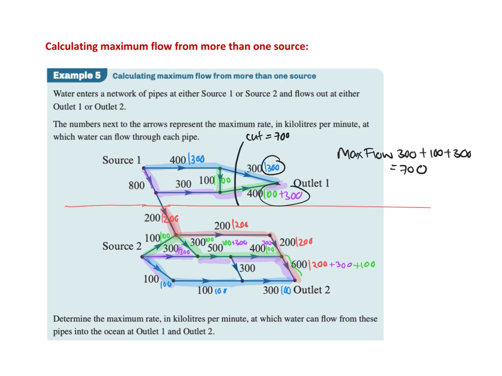So let's have a look. We've got 100. We got up to 600 there. And, oh, that was it. They're the two going in. So I've got 600 plus 100. So maximum flow is? Yep, maximum flow. So you can say this is maximum flow for source 2 and this is maximum flow for source 1. Okay?